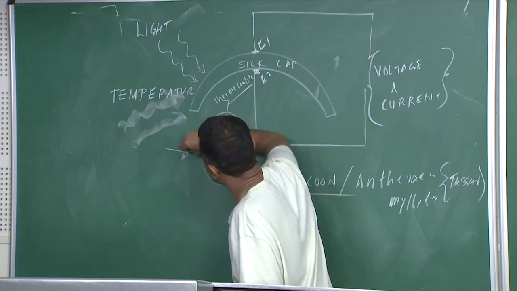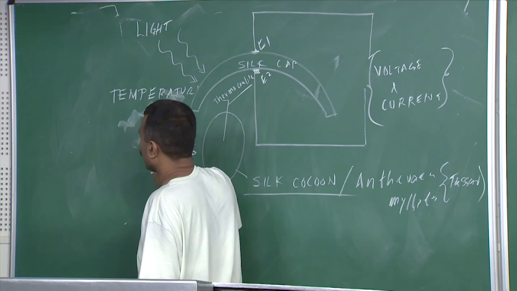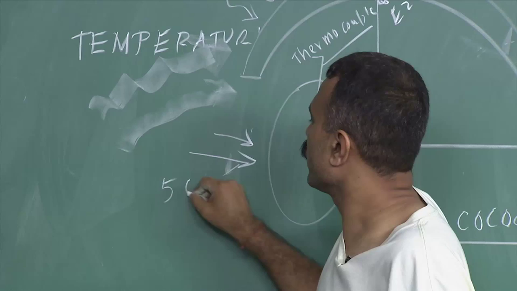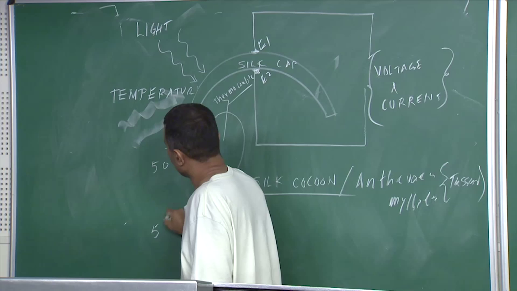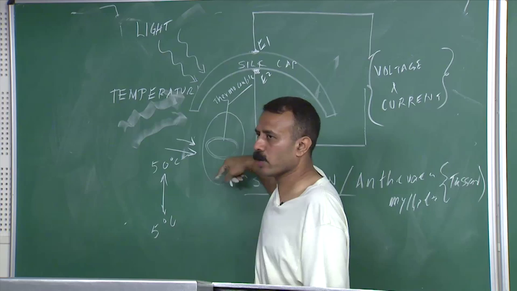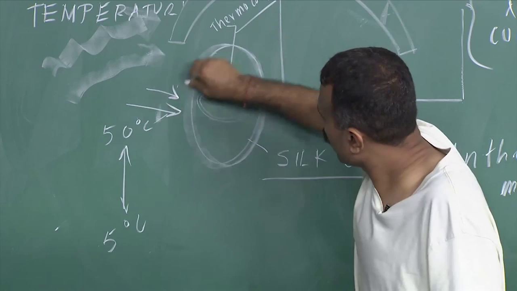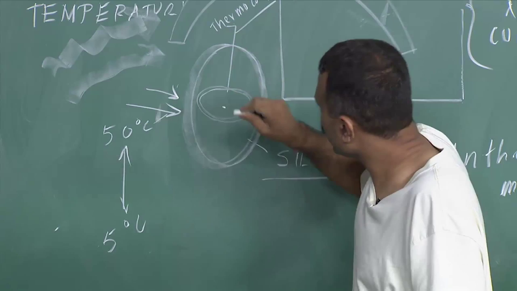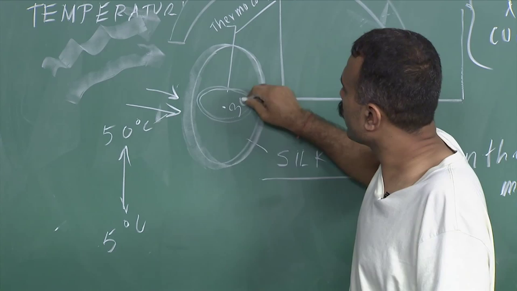So you keep this cocoon, say for example, at a temperature of 50 degrees centigrade, and vary it all the way to 5 degrees centigrade. By the way, when you are doing these kinds of experiments, you have to kill the animal and remove the dead animal, because you are only studying the property of the membrane. Okay. Now, if you measure the temperature inside it, you will see at 50 degrees, it will maintain at around 30 degrees centigrade, and when you keep it for a prolonged period at 5 degrees, it will maintain around 20 degrees centigrade.